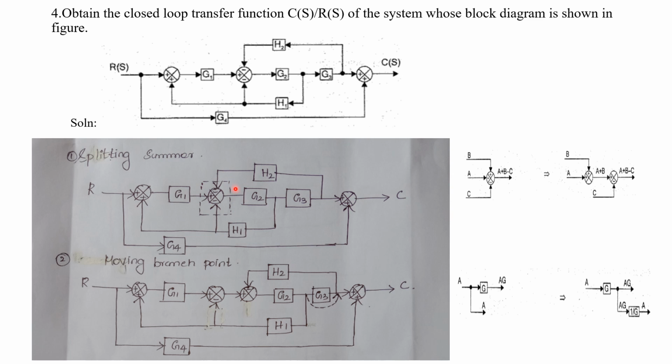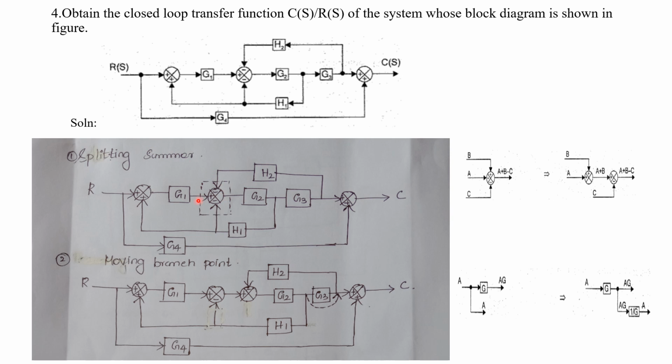That means we are going to perform an operation on this summer, or apply a rule of block diagram reduction on this 3 input summer. After drawing the dotted line over this 3 input summer, we have to write the operation at the top. In the first step, we are going to perform the splitting of the summer, so here we write splitting summer.